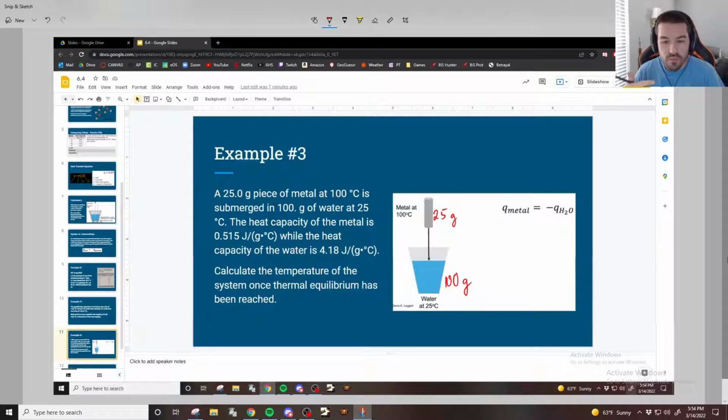Now, what we can assume is that the temperatures of these things are going to meet somewhere in the middle. The metal is going to cool down, the water is going to heat up. However, they're not necessarily going to meet right in between 100 and 25. It depends on the heat capacities of the substances. Remember what heat capacity is: it's the capacity of a substance to resist temperature change. The metal has a much lower heat capacity than water, meaning that the water is going to resist temperature change a lot better than the metal.